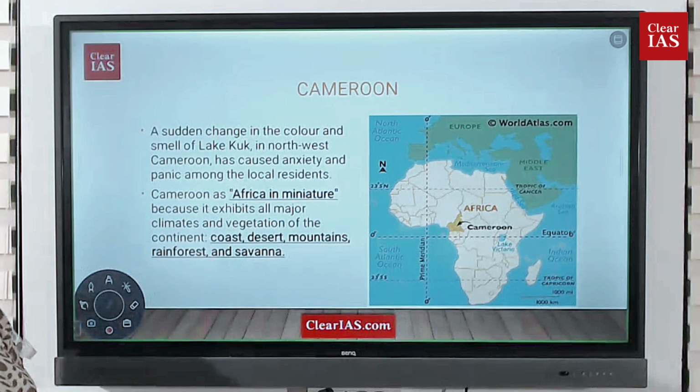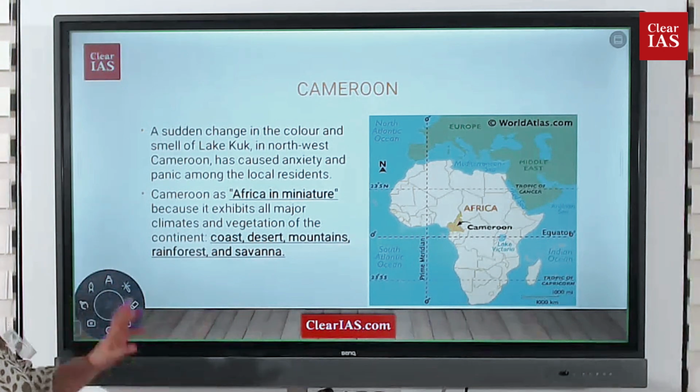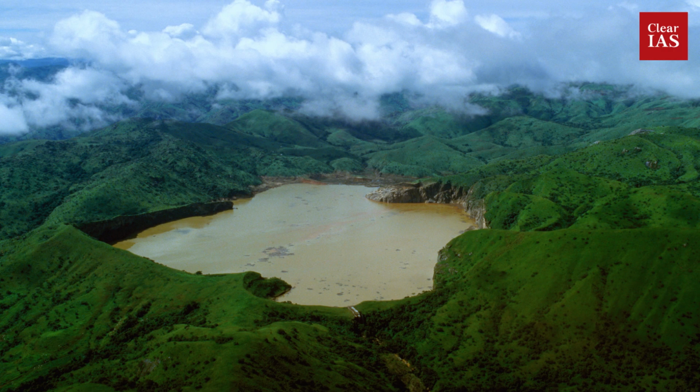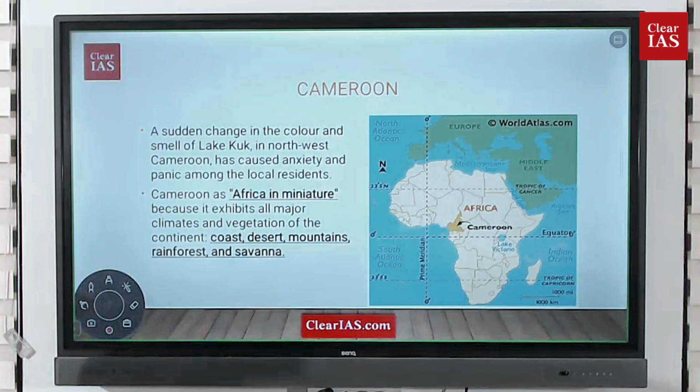So in Cameroon, what is the problem? Cameroon is in the news because of a natural phenomenon. There is a lake called Lake Cook. It can be a question. Where is Lake Cook? So there is a Lake Cook and the conditions or the character of the lake has changed and it is causing anxiety among the people. And this has created a huge impact in the news also.